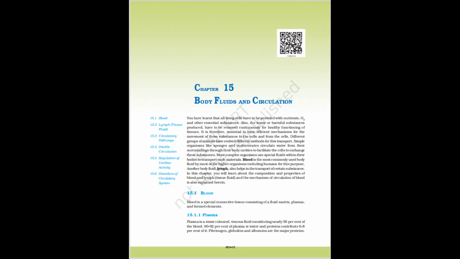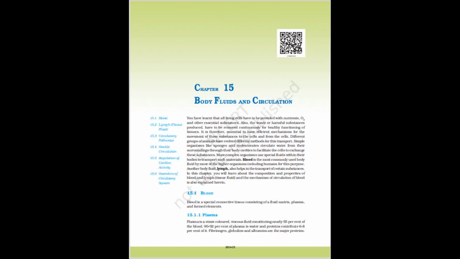15.1.2 Formed elements. Erythrocytes, leukocytes and platelets are collectively called formed elements, Figure 15.1, and they constitute nearly 45% of the blood. Erythrocytes or red blood cells, RBC, are the most abundant of all the cells in blood. A healthy adult man has, on an average, 5 millions to 5.5 millions of RBCs per mm3 of blood. RBCs are formed in the red bone marrow in the adults.